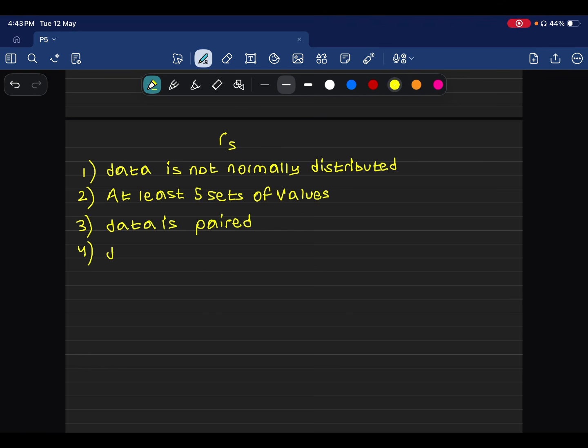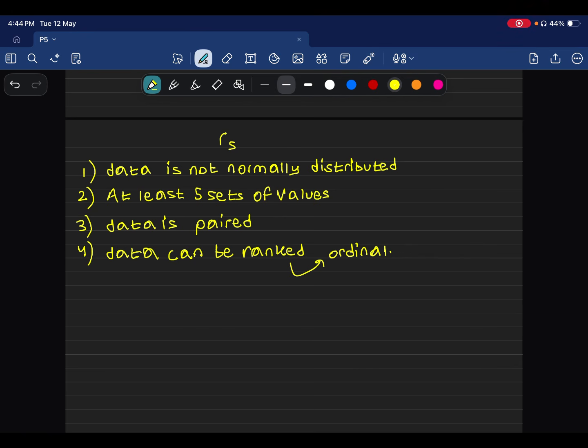And number four, the data can be ranked, meaning the data is ordinal. This is not really something we have to go over, but just assume that the data can be ranked. So, for example, can you rank blood groups? Can you say blood group A is better than O? You can't say that, right? But can you rank the heights of students in a class? Yes, you can. You can say the greatest height, the smallest height, the average height. You can rank the data. If the data can be ranked, then you use Spearman. If it cannot be ranked, then you can't use Spearman.